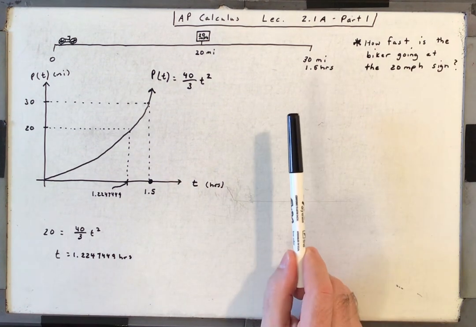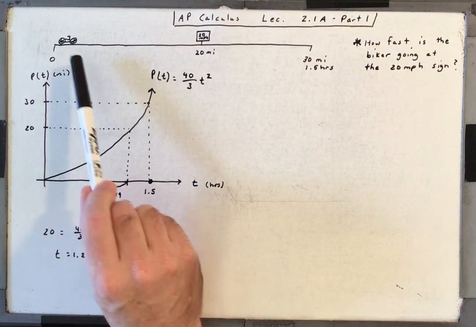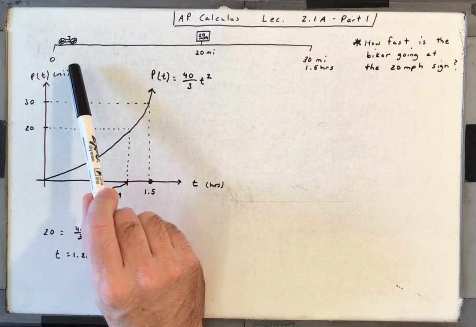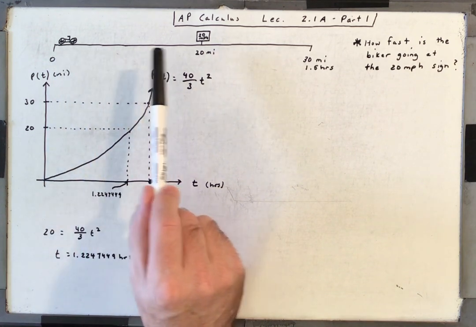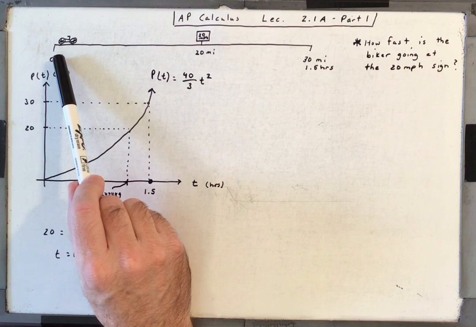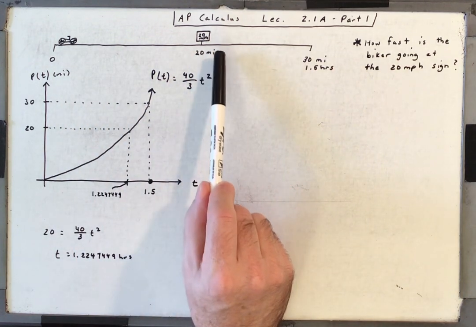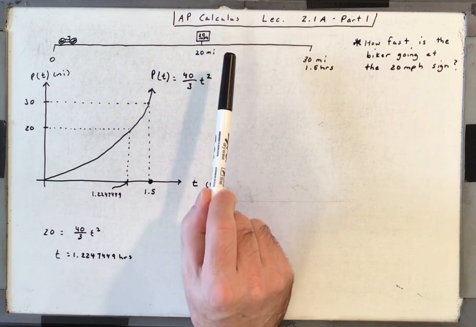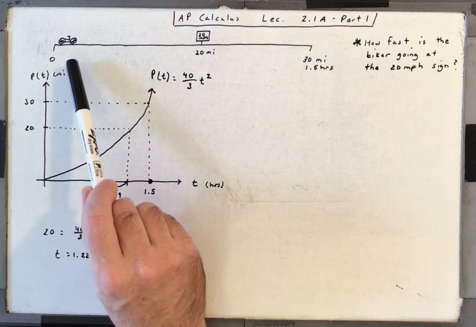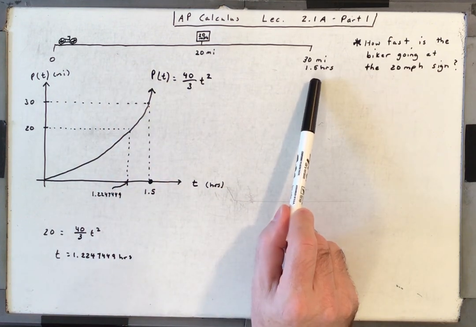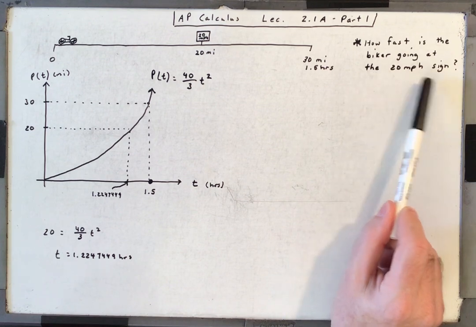So what we're going to go back to is the biker situation, the bicycle situation that we had in chapter 1. We had a bicycle on a 30-mile journey, and at the 20-mile mark, there's a 20 mile per hour sign. It took an hour and a half for the biker to make the whole 30 miles. But the question is, how fast is the biker going at the 20 mile an hour sign?